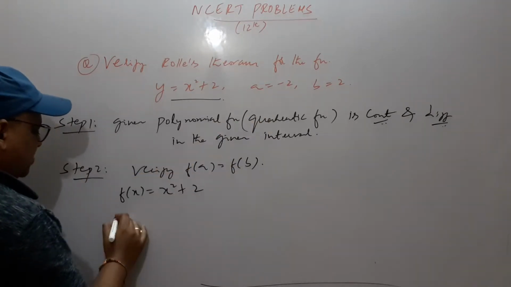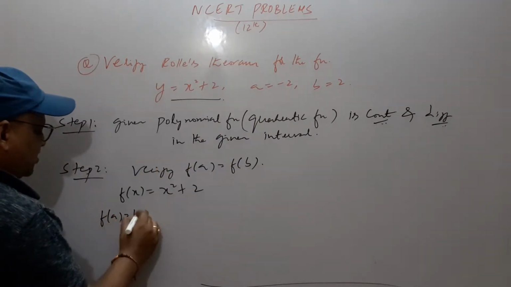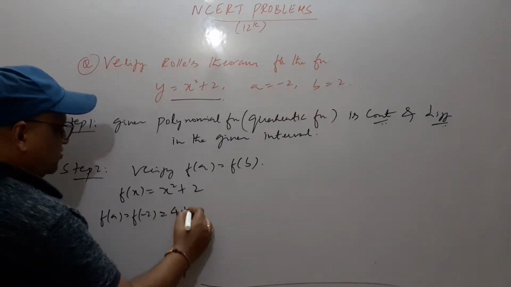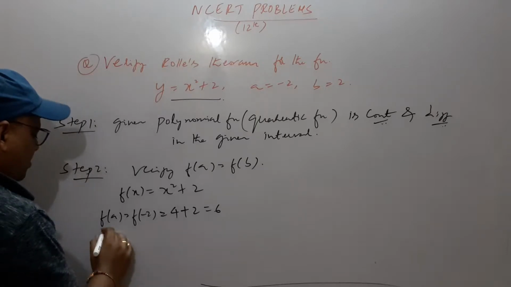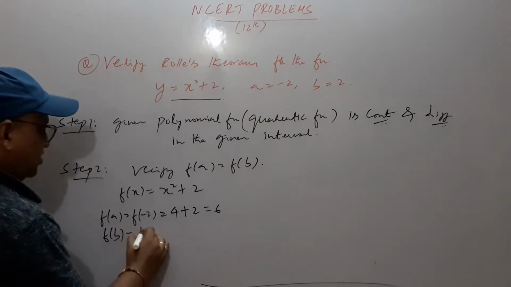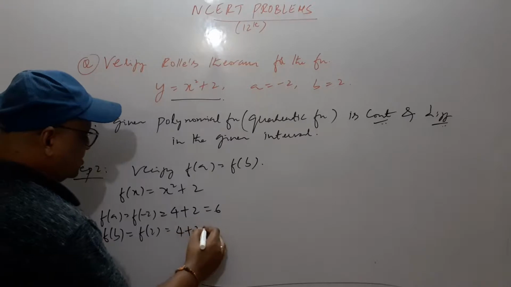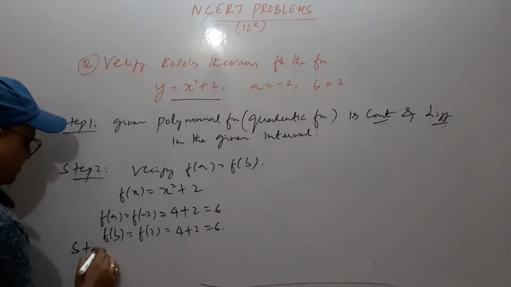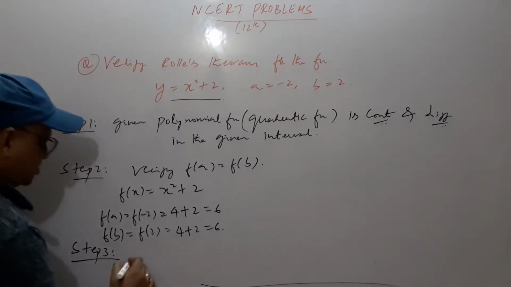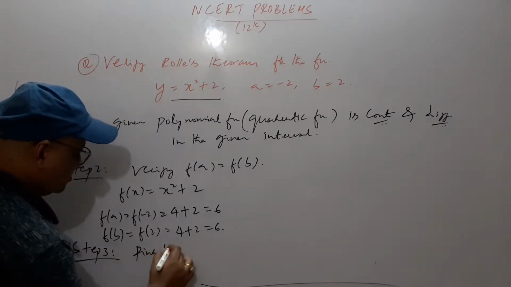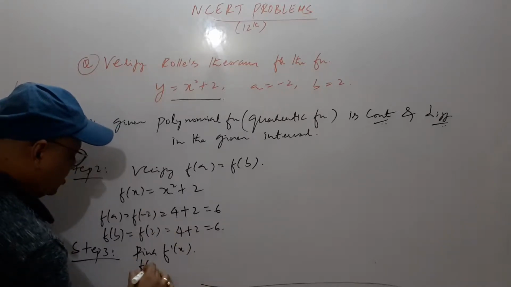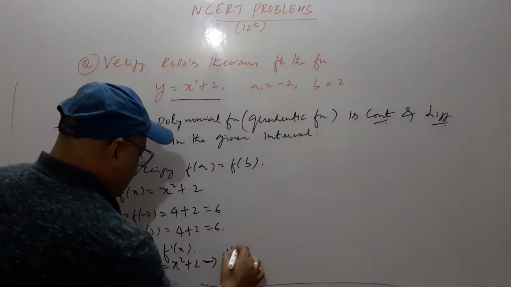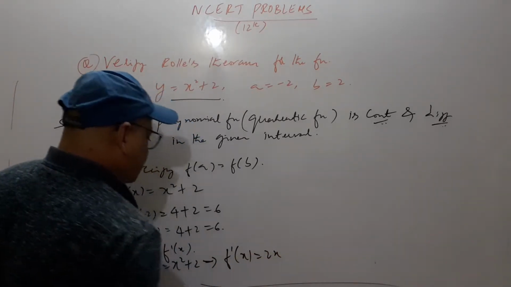So a is equal to minus 2, so f of a is equal to f of minus 2, which will give me (-2) whole square is 4 plus 2, 6. f of b, same thing I am going to get, f of 2, 4 plus 2 will be 6. So this is step 2. Go to step 3 directly. Step 3 is find f dash x. f of x is equal to x square plus 2. This implies f dash x is equal to 2x plus 0.